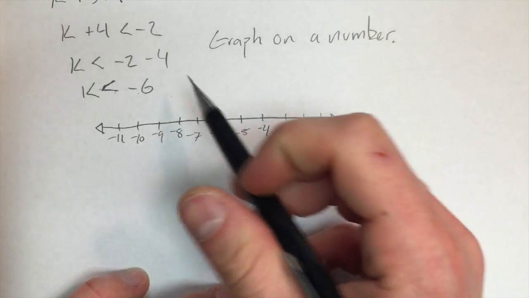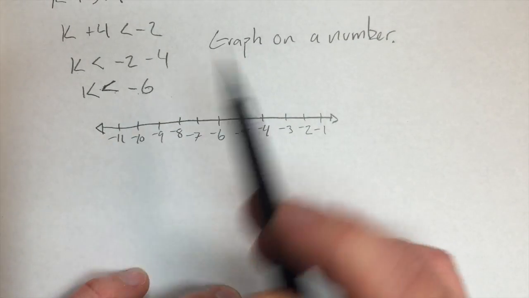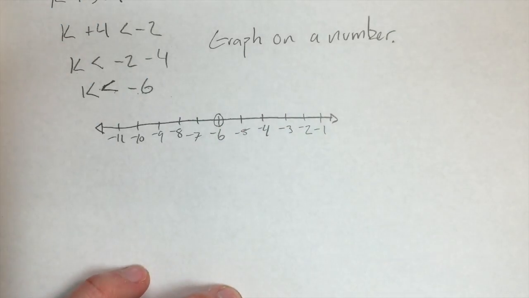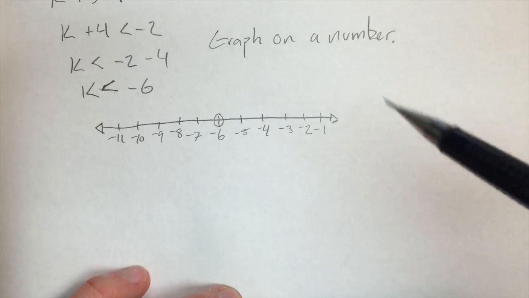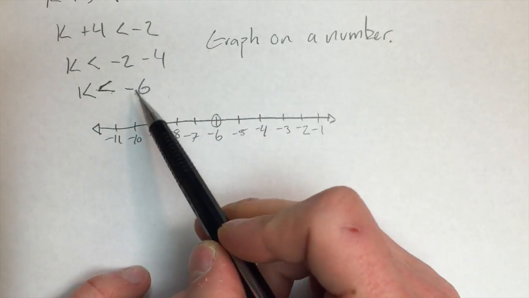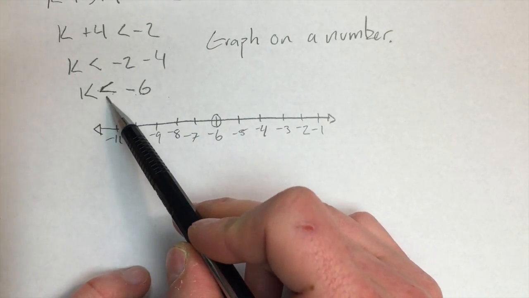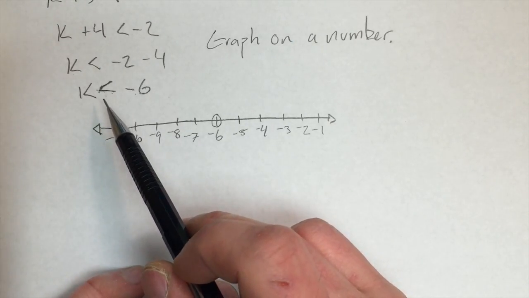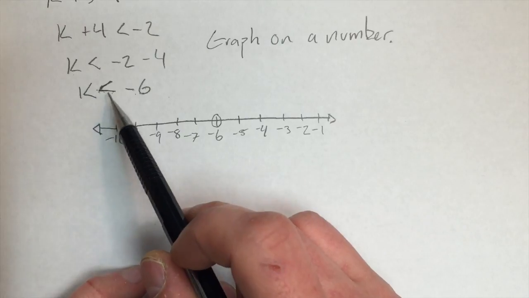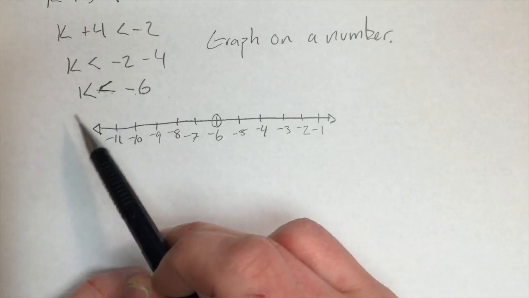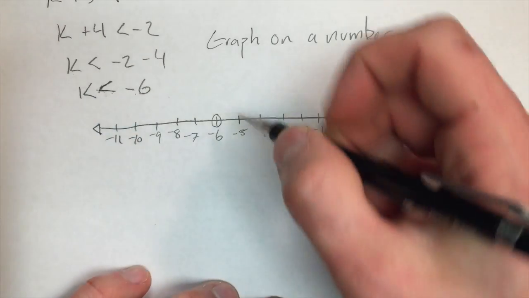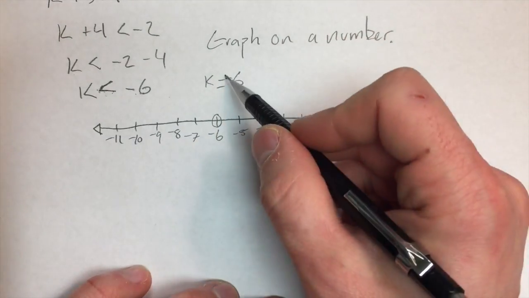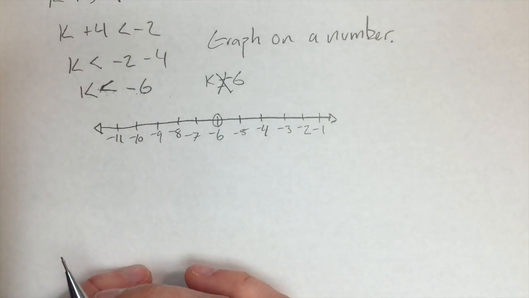All right, so the number that we're looking at is negative 6. So I'm going to put a circle around negative 6. Is k equal to negative 6? This is the less than sign. Does it say less than or equal to? No, it doesn't. Okay, so could k be negative 6? No. K could not be negative 6. K does not equal negative 6. All right, that doesn't work.